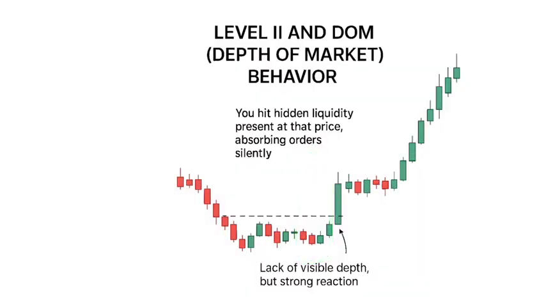7. Level 2 and DOM, depth of market, behavior. What to look for: price bounces at levels that show little to no visible resting orders. Explanation: hidden liquidity is present at that price, absorbing orders silently. Clue: lack of visible depth, but strong reaction.